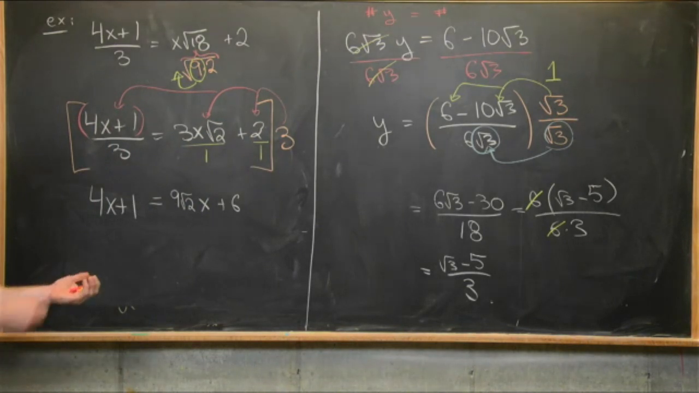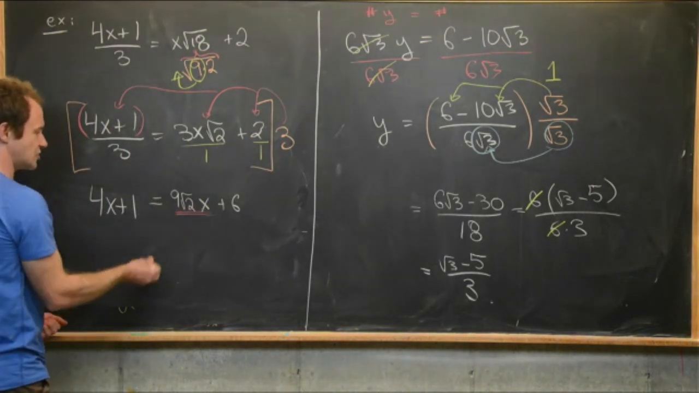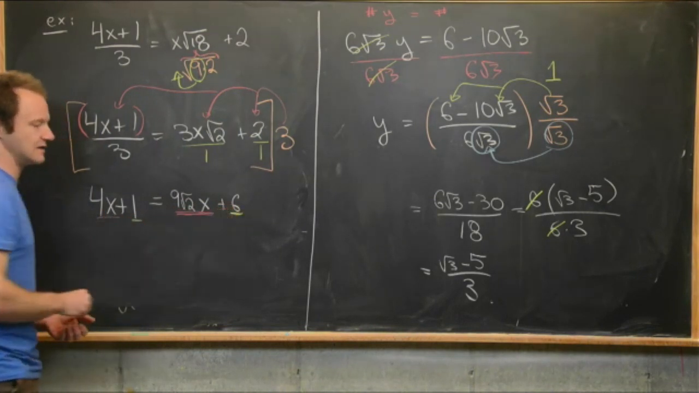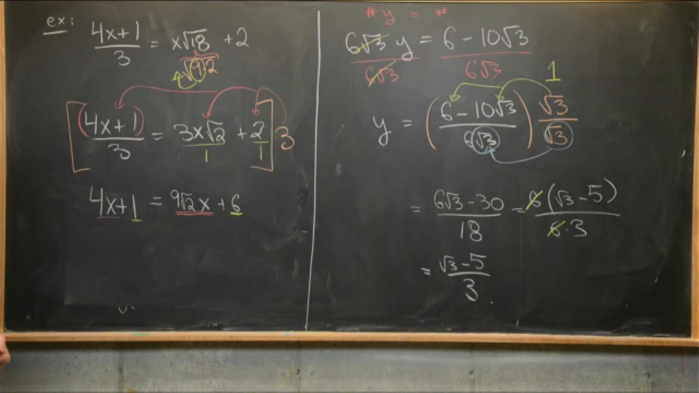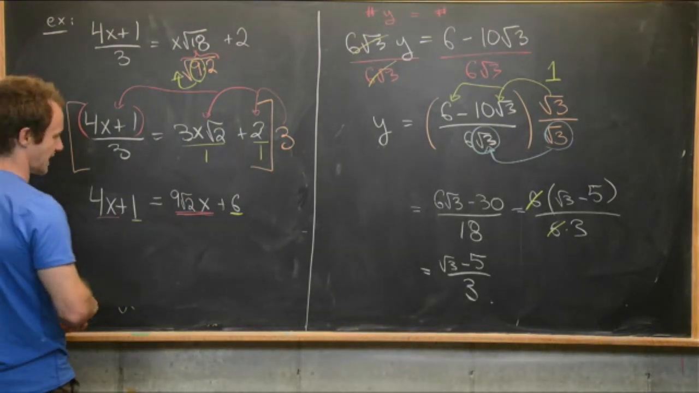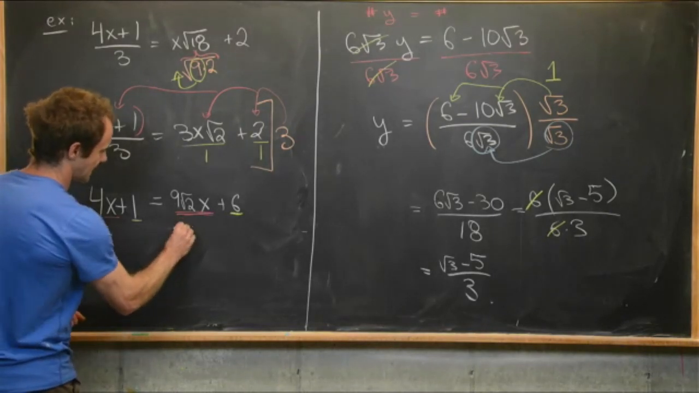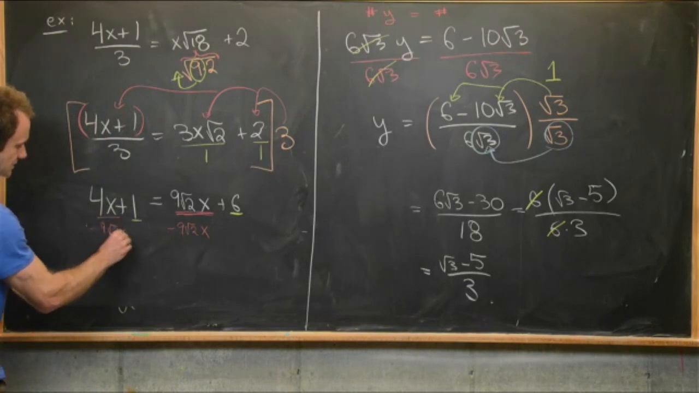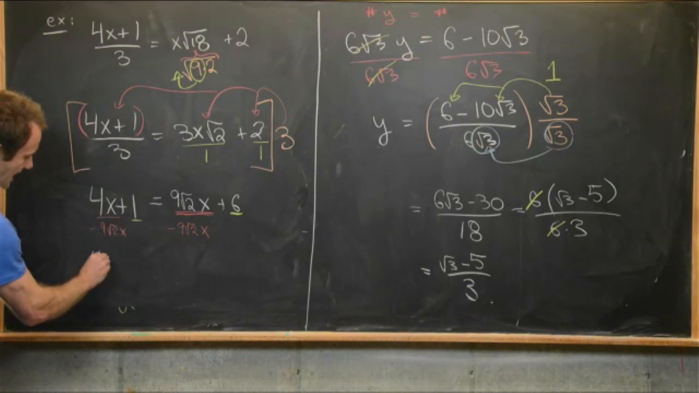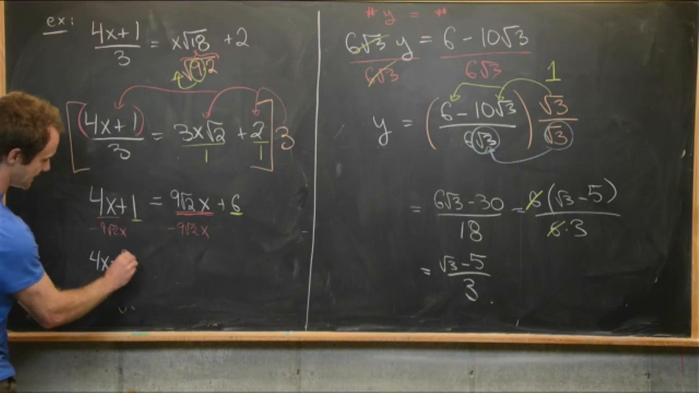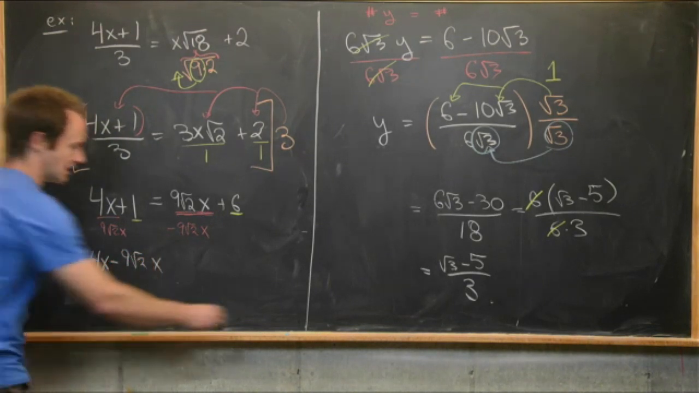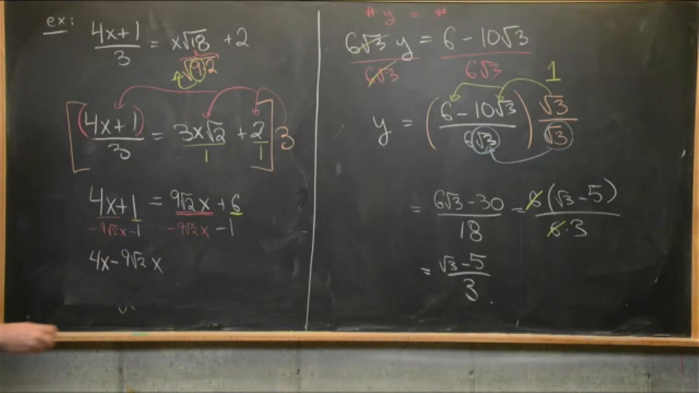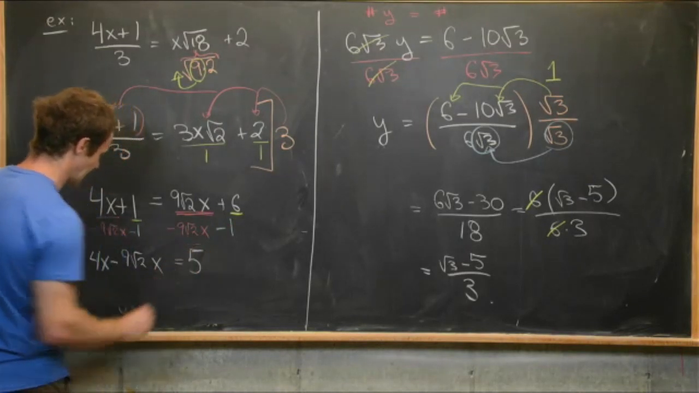Now we want to move everything with an x to one side of the equation, and everything without an x to the other side. So we'll start by subtracting this 9 times root 2x from both sides. That gives us 4x minus 9 times root 2x. And then we'll simultaneously subtract 1 from both sides. If we subtract 1 from both sides, we get that it's equal to 5.